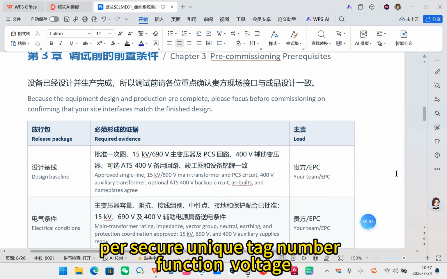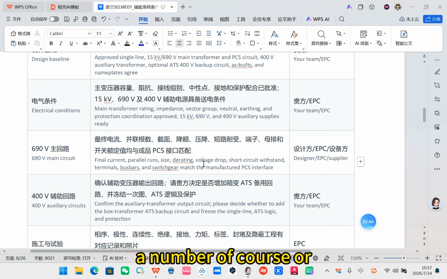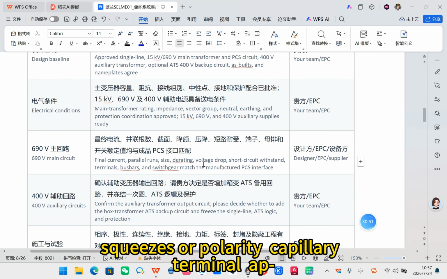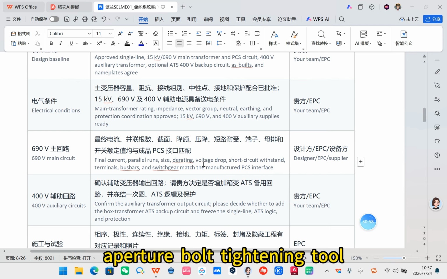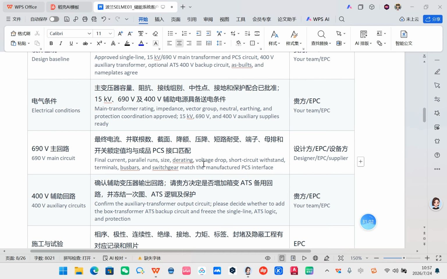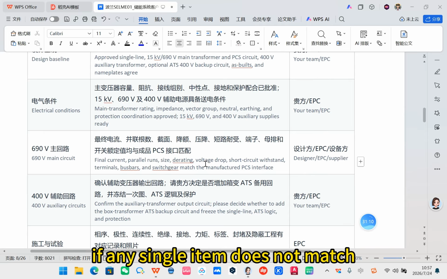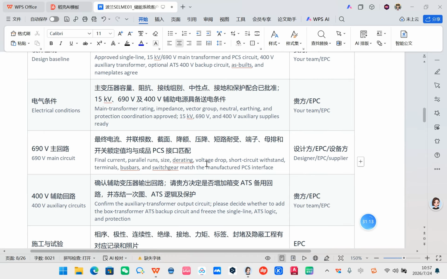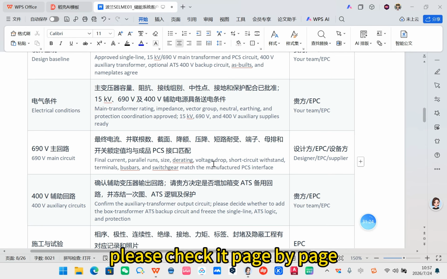Unique tag number, function, voltage class, start point, end point, number of cores or parallel runs, phase sequence or polarity, cable lug terminal aperture, bolt tightening torque, shielding and grounding, routing path, and responsible party. If any single item does not match, commissioning cannot be released. The full cable schedule spans 3 pages in the manual. Please check it page by page.